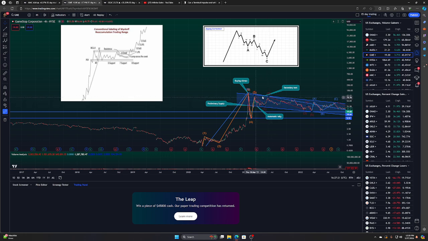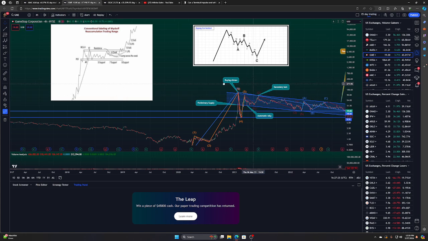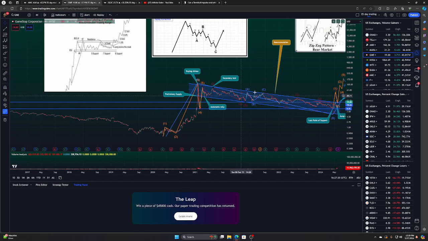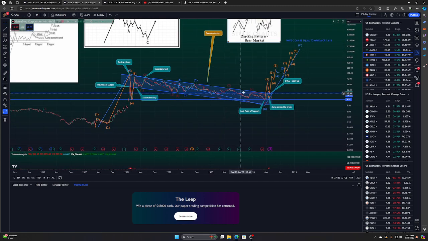And then we obviously have secondary tests at the top of the channel, and then we're basically just bouncing around this channel. Then we form this creek. So we have this creek here, and that's when we explode out and then retest the top, called a backup. So we retest and backup. This is the jump across the creek, and then this is our last point of support where we bounce right here.